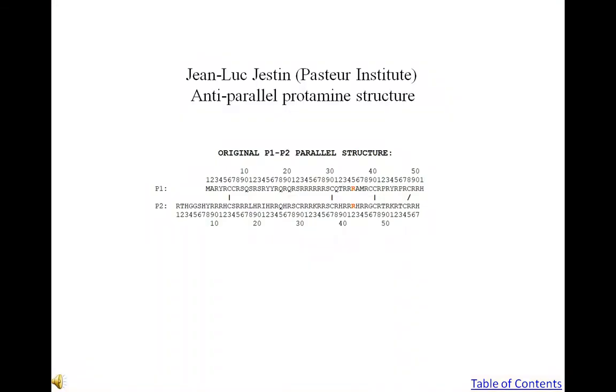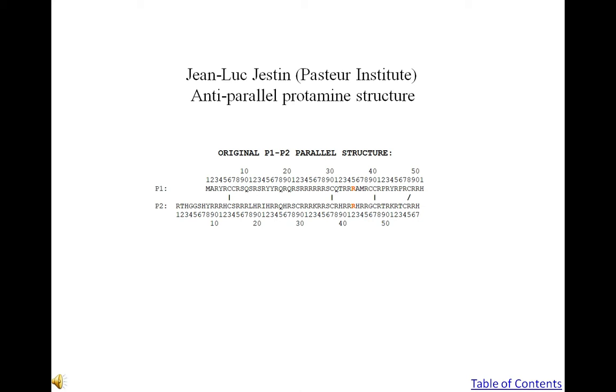In November 2012, 6 years after the publication of my manuscript on protamine DNA structure, I received correspondence from a brilliant chemist named Jean-Luc Histone of the Pasteur Institute. In my model, the P1 and P2 strands were parallel, and he had figured out how to make them anti-parallel. The reason my strands were parallel was that I was trapped in a manner of concrete thinking with respect to the relative locations of P1 and P2.